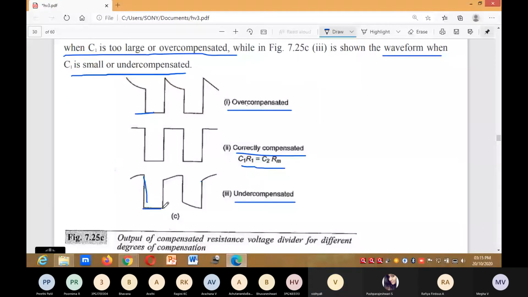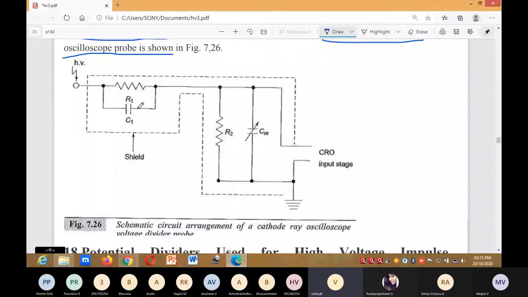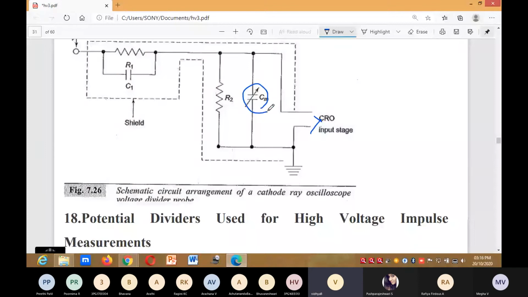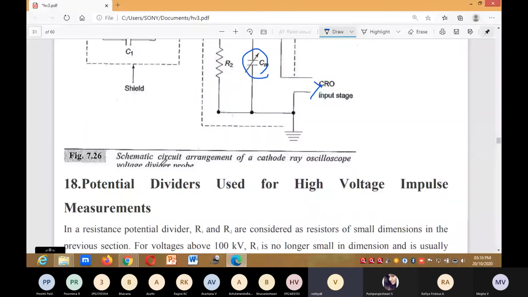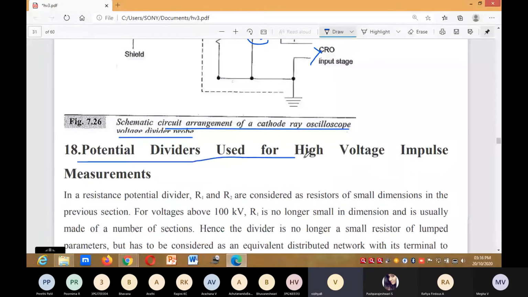This is the schematic circuit of a compensated oscilloscope probe. C1, R1. The dotted lines are the shield, and this one is the CRO input stage, R2 and Cm is variable. Schematic circuit arrangement of a cathode ray oscilloscope voltage divider probe. Next topic is potential dividers used for high voltage impulse measurements.